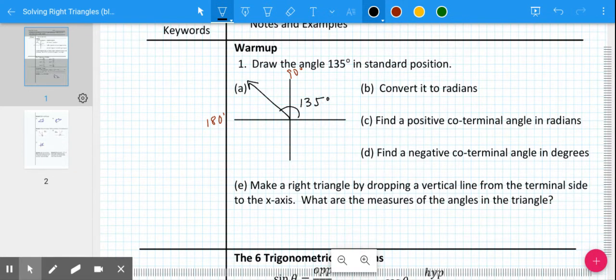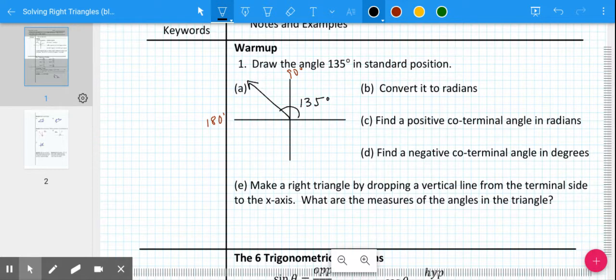What I'd like you to do on the Edpuzzle is go ahead and put in the answers for B, C, and D. Convert 135 degrees to radians, find a positive coterminal in radians, and find a negative coterminal in degrees. Type those answers in and then move on.